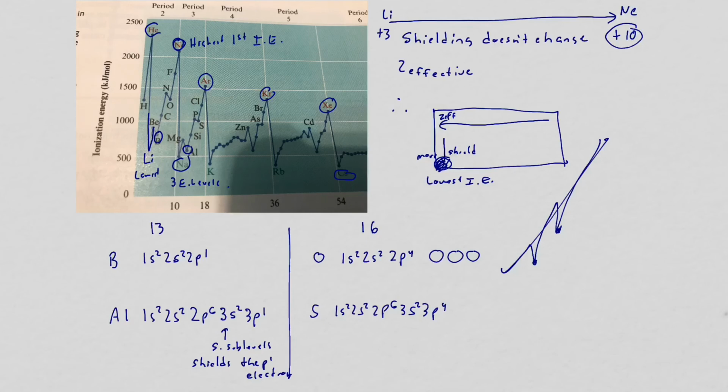So in the boron atom, the 2s sublevel shields the 2p1 electron. That means it's easier to remove. It means the 2s sublevel sort of blocks the nuclear charge, so the effective nuclear charge is a little bit less because the p1 electron is being shielded by the 2s sublevel. And the 3s sublevel is shielding the 3p1 electron. Therefore, it's easier to remove.